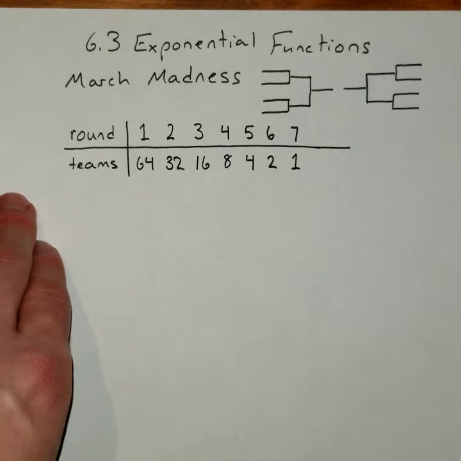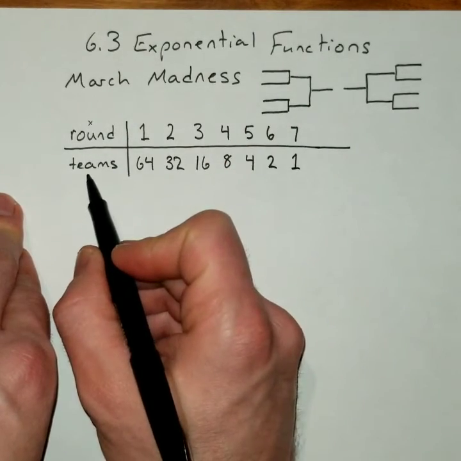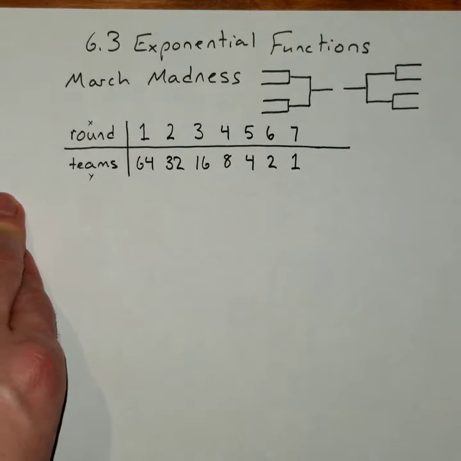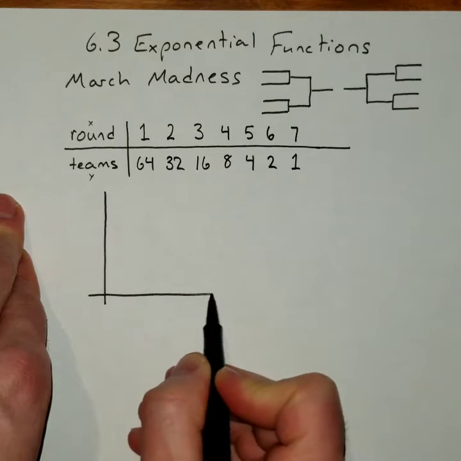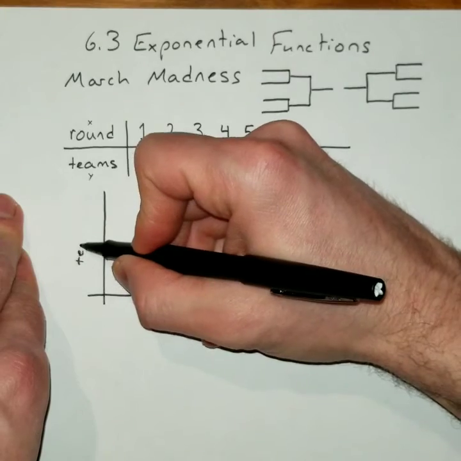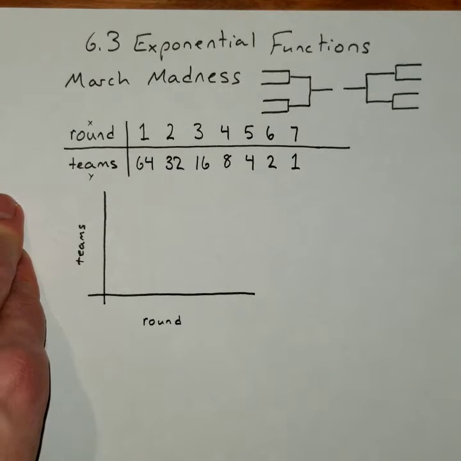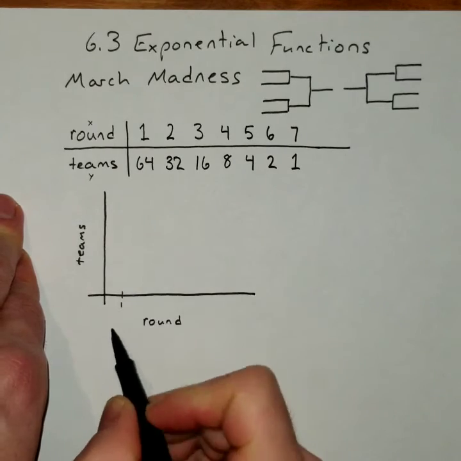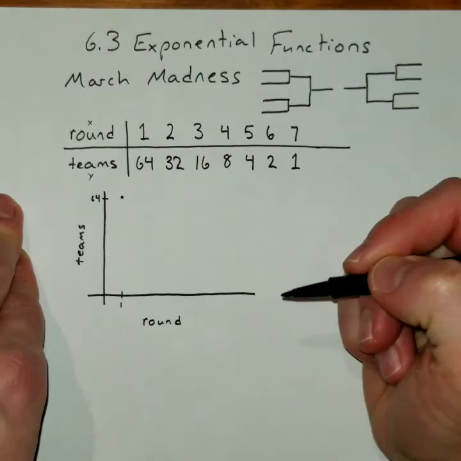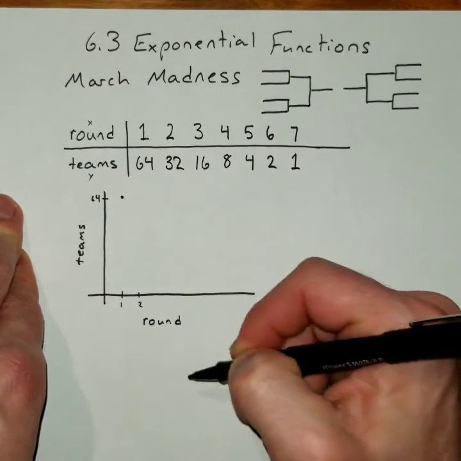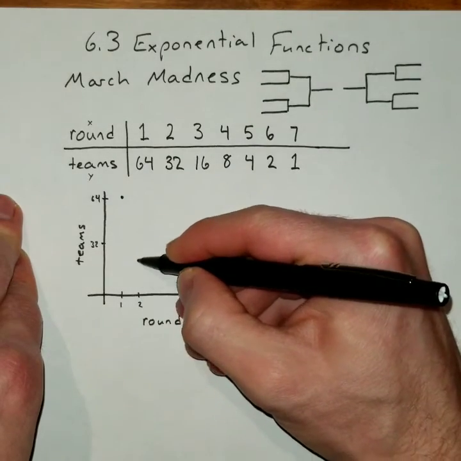Now, if I were to plot all of these as points, let's say we have the round as the X values and the teams as the Y values, I could throw this on a graph fairly quickly. Let's go ahead and plot this out. I'm going to write this so that the teams are on the vertical axis and the round number is on the horizontal. Round one has 64 teams, so I'll put 64 up here towards the top. Round 2 has 32 teams. Well, that's half of 64, so if I cut that roughly in half here, that's 32.